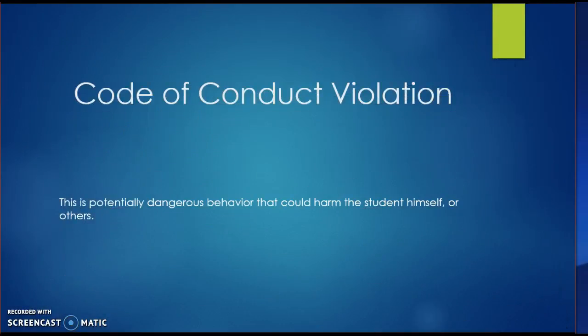Just a reminder, now we are talking about a Code of Student Conduct violation. This is a dangerous behavior that has the potential to harm either the student himself or others, or the student has exhibited a behavior that has already harmed someone.